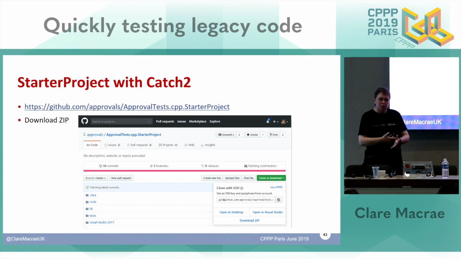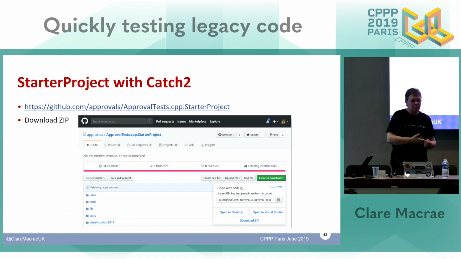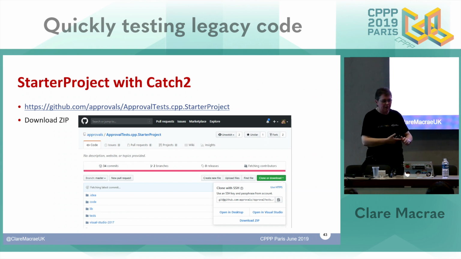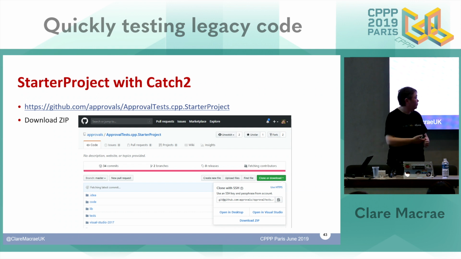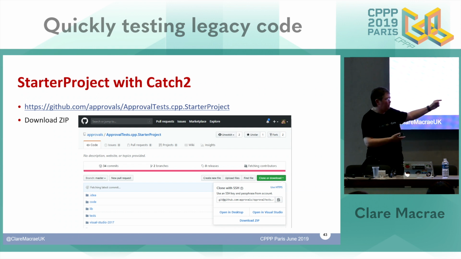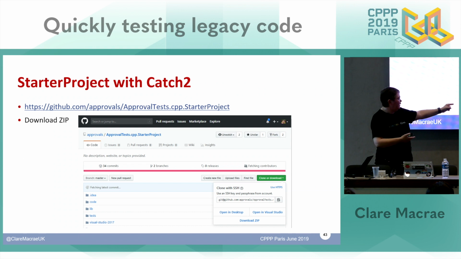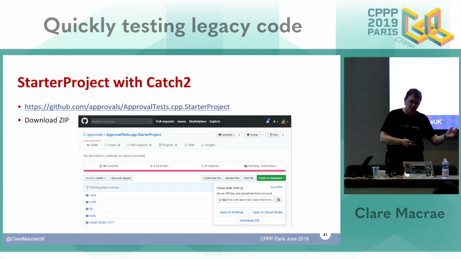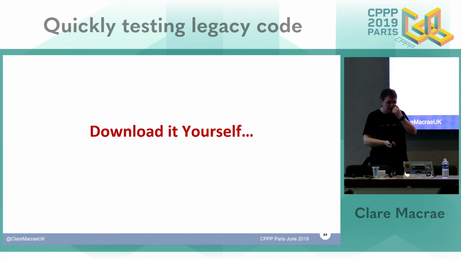The easiest way, if you want to just start playing, is there is an ApprovalTests.cpp starter project, and you can go to the download link on GitHub and download the zip file. You don't even need to clone it or anything like that. Download the zip file. And there are CMake files included, and a Visual Studio 2017 solution as well, which of course you can open in newer versions of Visual Studio too. So if you want to start experimenting, that's a good way.